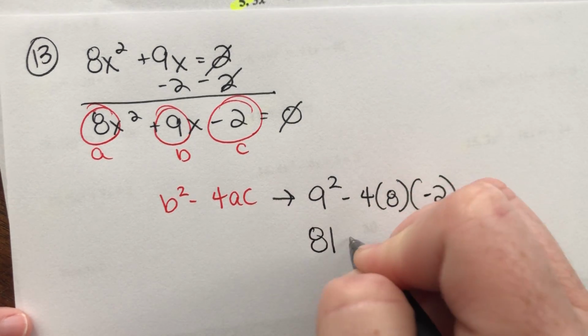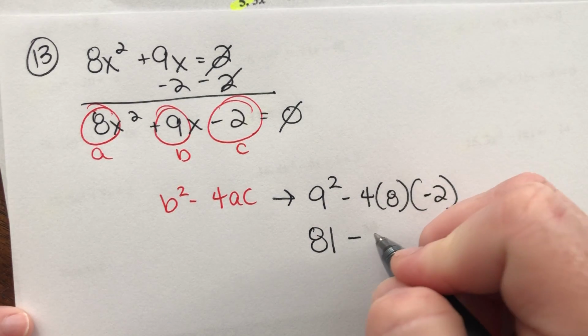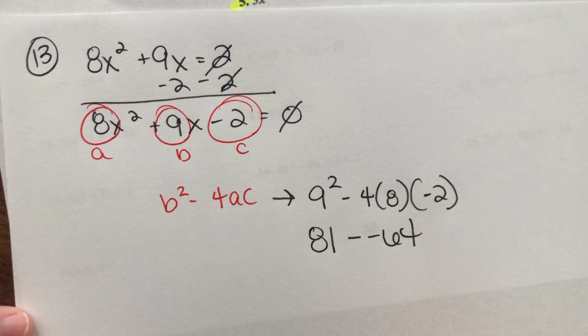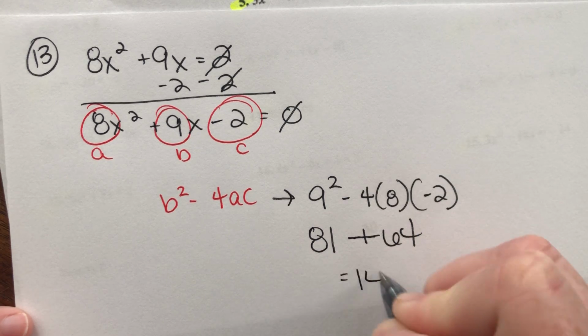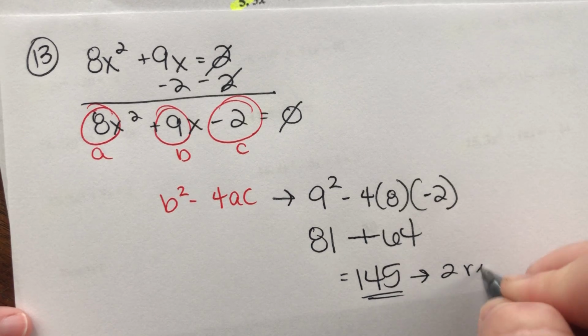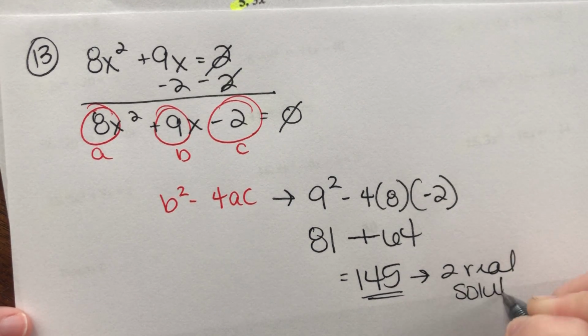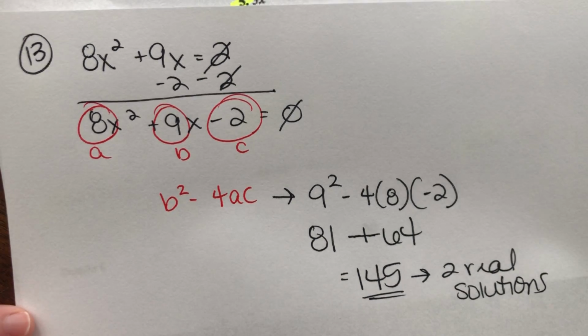And 81 minus 4 times 8 is 32. 32 times negative 2 is negative 64. Those double minuses become a plus, and that's going to be 145, I believe. So since it's positive, that means I have 2 solutions. It doesn't really matter what this number is, we just care if it's positive, negative, or 0. We just care about the sign in front, okay?